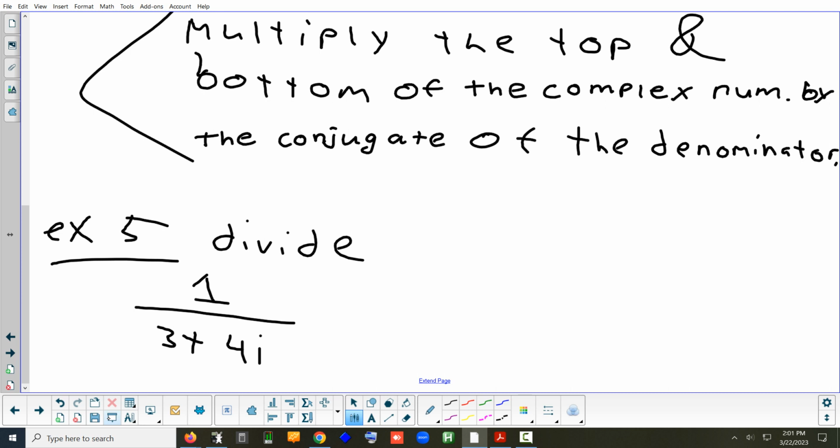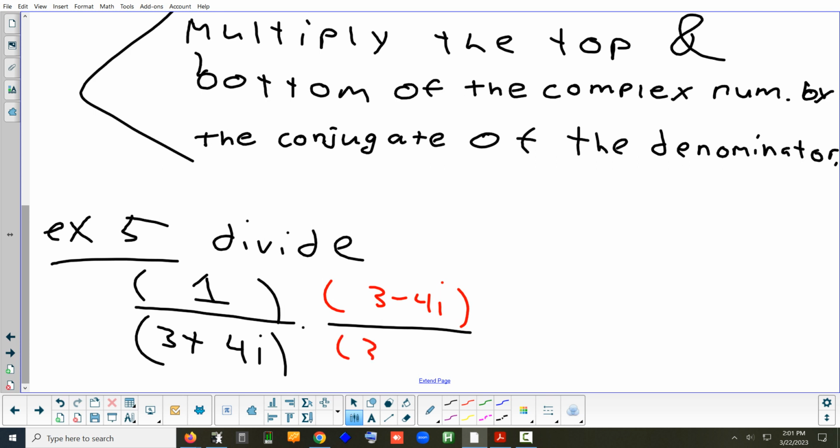Okay, so to divide these, remember, big idea, you cannot leave an i in the bottom. So what could you multiply the top and the bottom by so the i disappears from the bottom? Yeah, Alex? 3 minus 4i. 3 minus 4i. I don't care if there's an i in the top. In fact, there will be. That's fine. We just don't want to leave it in the bottom.